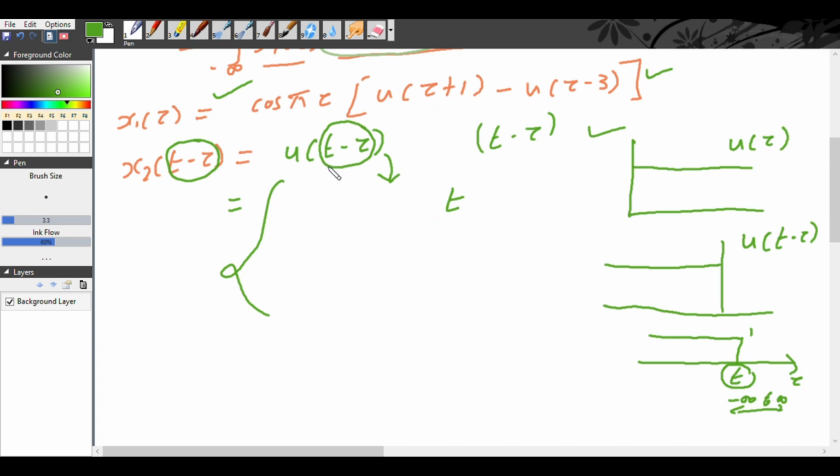The value of u of t minus tau, since it is a unit step signal, I know the value is 1. The value is 1 for the limit t minus tau greater than 0. That is, t minus tau greater than 0, only then we have the value as 1. Because here we have drawn the diagram, right? It clearly says that for values of tau lesser than t only, we are having the signal actually.